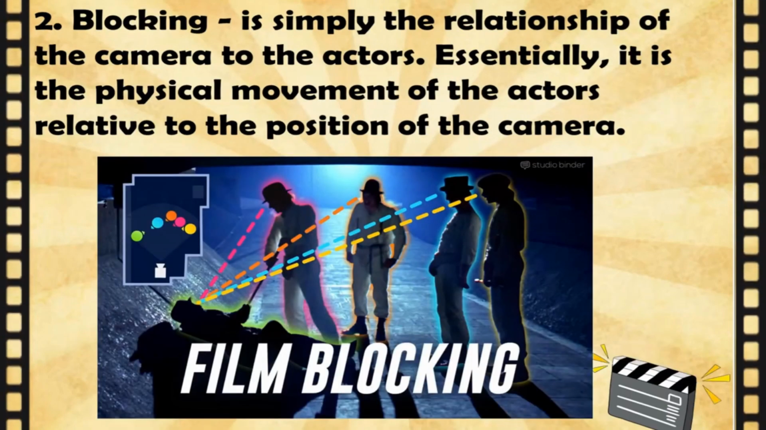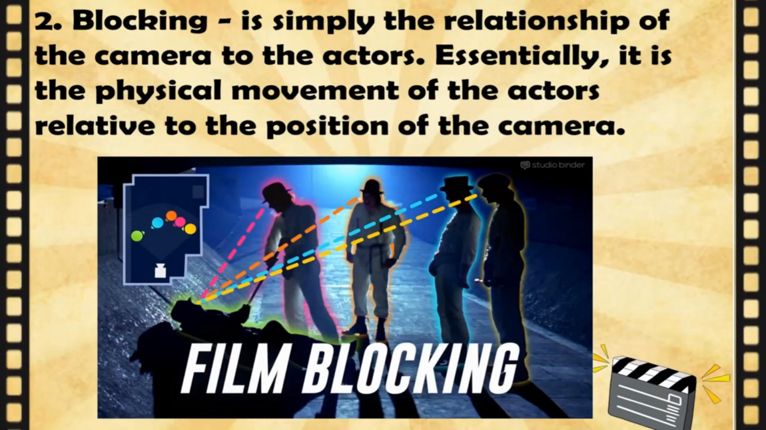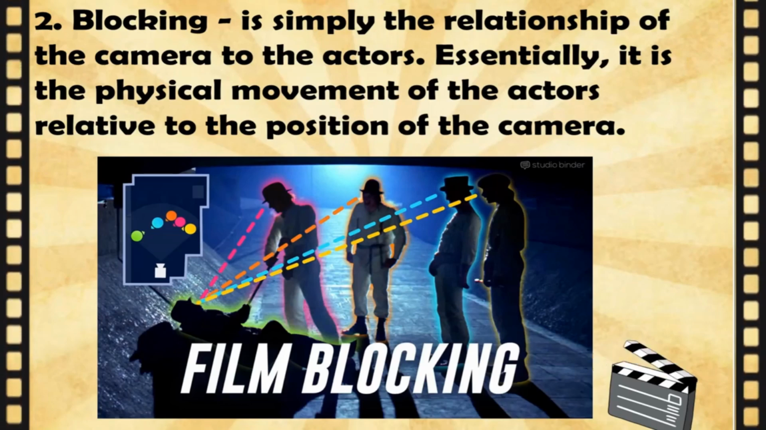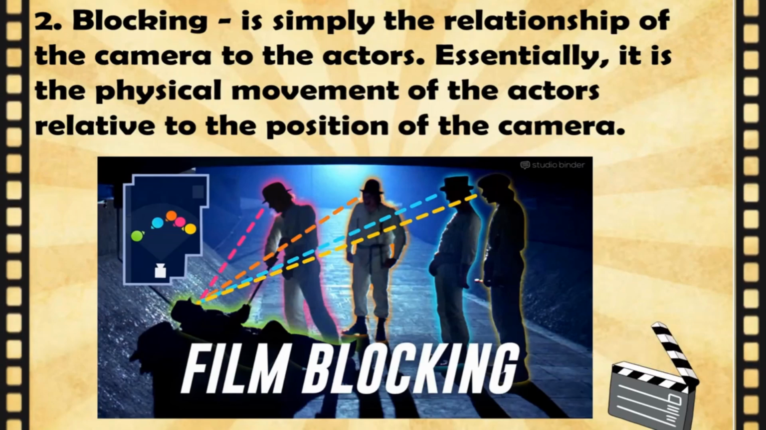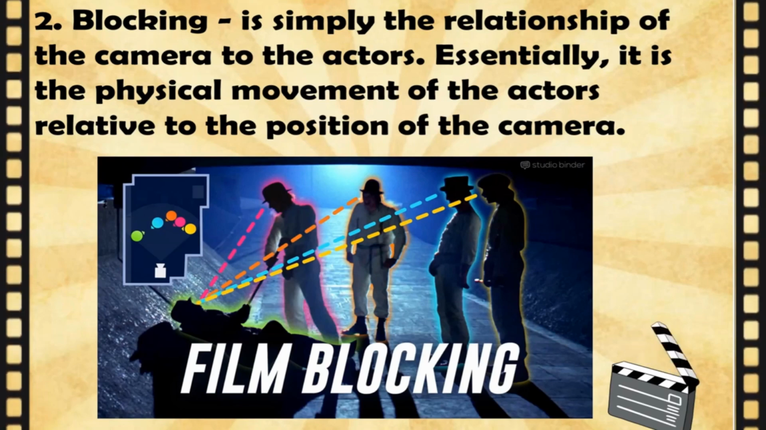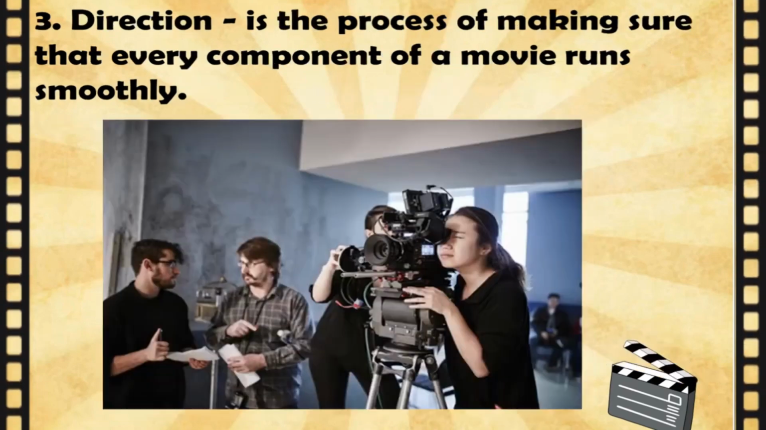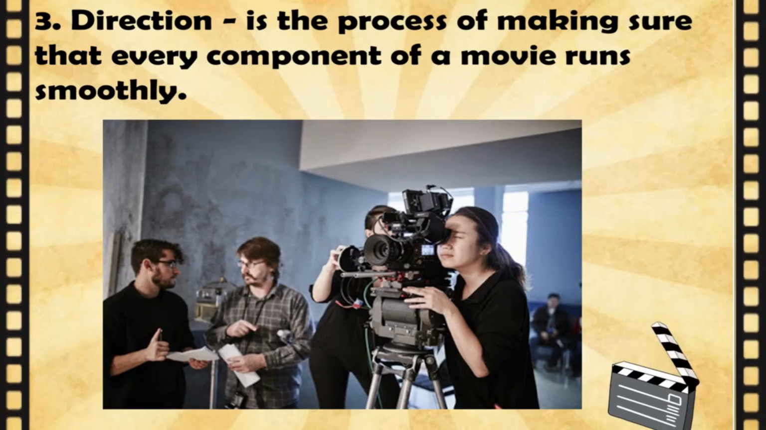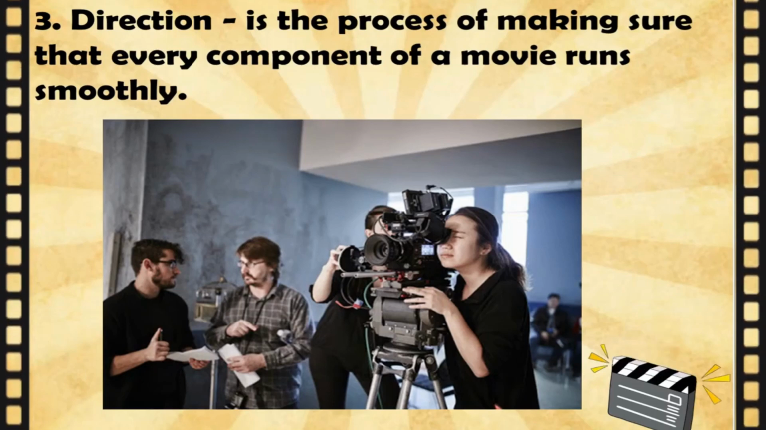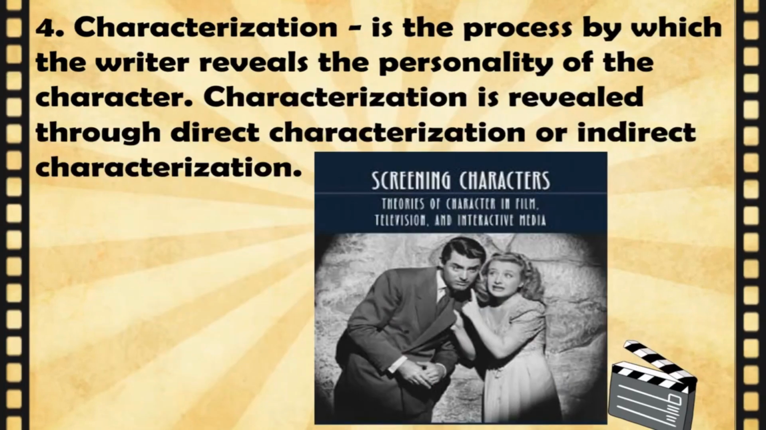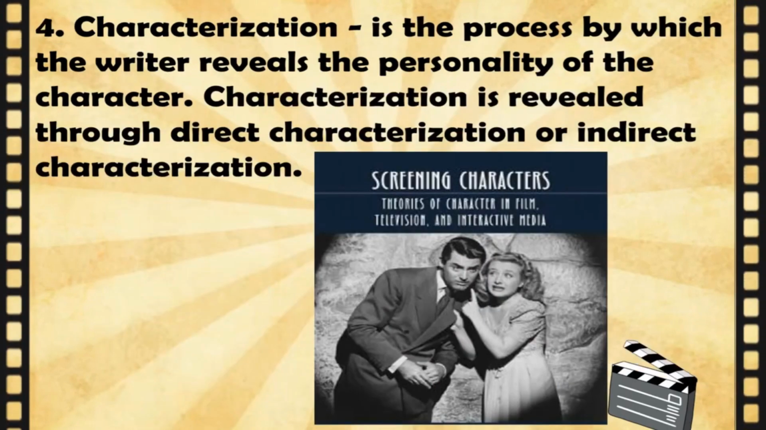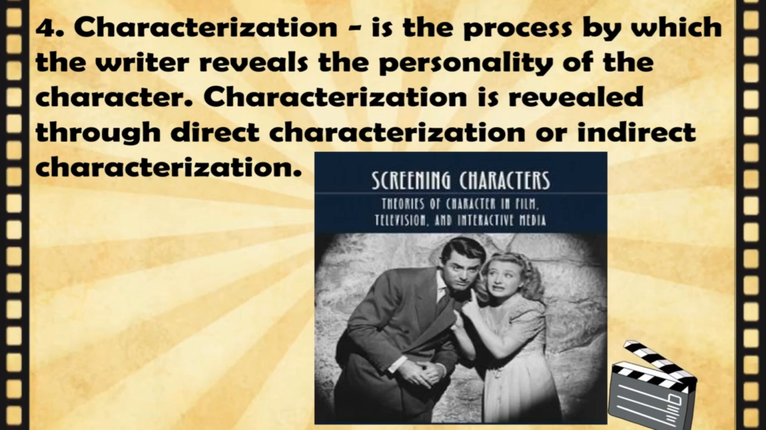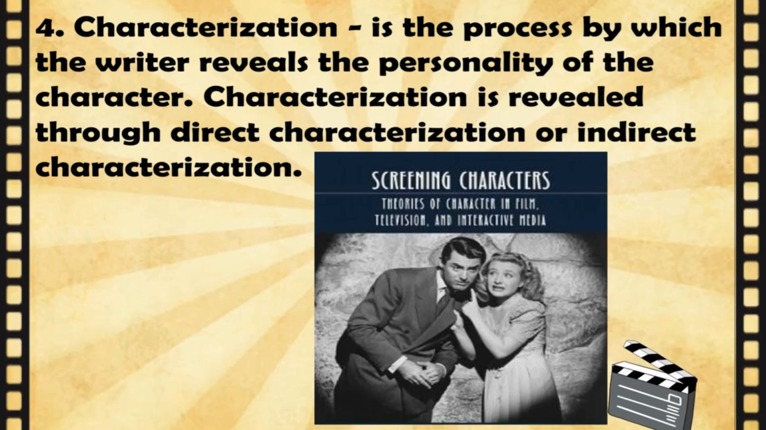Number 2. Blocking is simply the relationship of the camera to the actors. Essentially, it is the physical movement of the actors relative to the position of the camera. Number 3. Direction is a process of making sure that every component of a movie runs smoothly. Number 4. Characterization is a process by which the writer reveals the personality of the character.